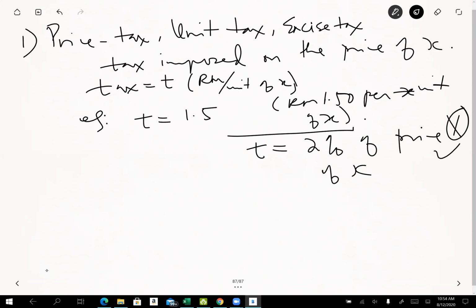So this is an example of the price tax. We look at the model that you have. Suppose the tax is imposed on the good X. I already put that on the price of X, not Y. That tax is T. So now, what happened to the price of X?